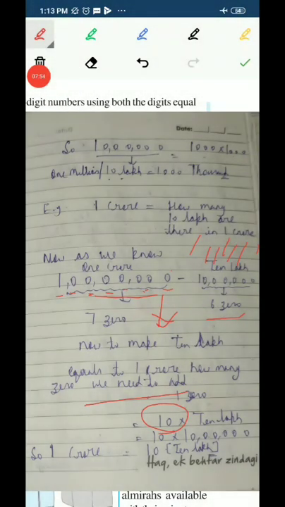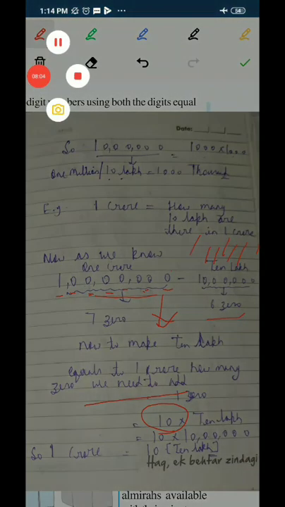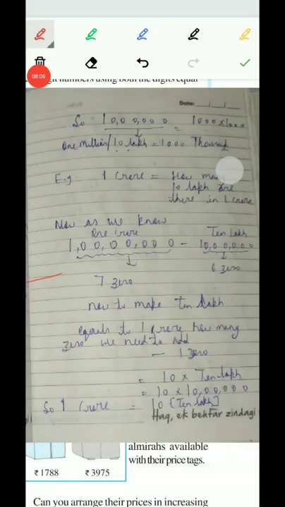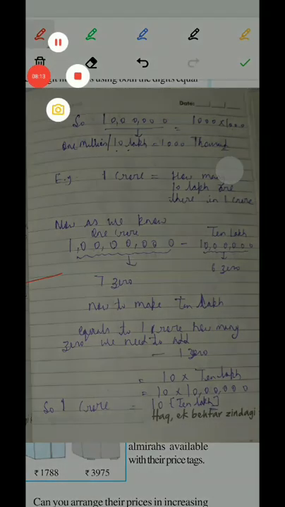So our question was 1 crore. How many 10 lakhs are there in 1 crore? 10 lakhs. 10 times 10 lakh is equal to 1 crore. So let's have a recap of this question. What we have to do, we have to convert 1 crore to 10 lakhs.